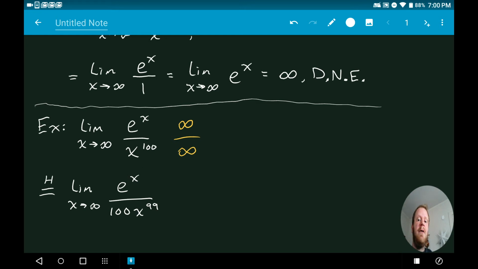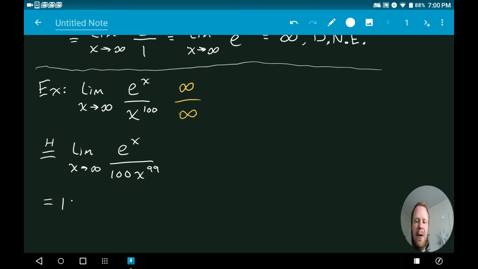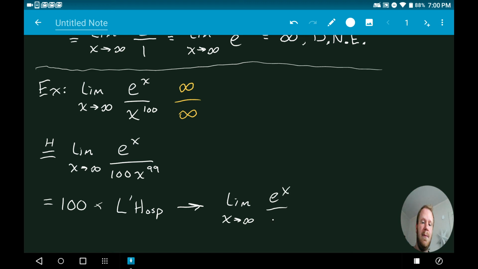And we could continue this process over and over and over again. Eventually, what are we going to end up with? This stays e to the x unchanged every single time we apply L'Hopital's rule. So if we do this 100 more times, then what we'll end up with is the limit as x approaches infinity of e to the x over 1. This, in turn, is equal to infinity, does not exist.